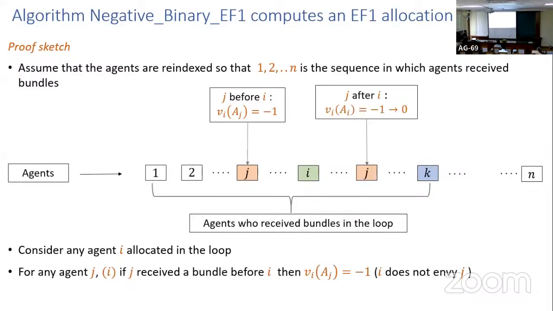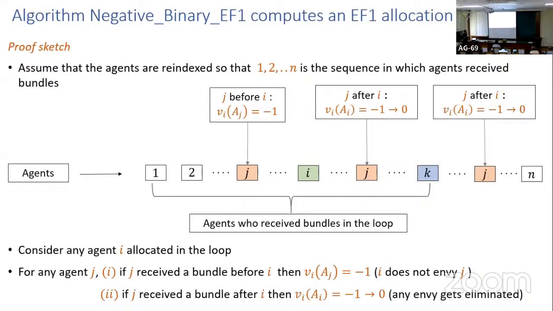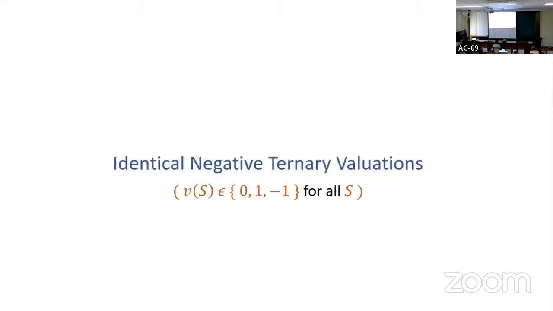Now, what if agent J appears after I? So I could envy J. But we have the guarantee that agent I received an inclusion-wise minimal subset such that its value is -1, and by removing some item, its value becomes 0. So agent I may envy agent J, but that envy can be removed by removing some item from its bundle. Hence, the allocation that is obtained after running this algorithm is EF1.